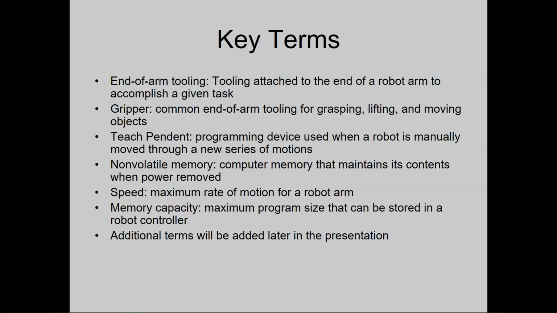Okay. We have speed. This is the maximum rate of motion a robot arm can go through. Memory capacity. This is the maximum program size that can be stored in a robot controller. So just like with memory sticks, it's how much of a program or how much of a document can be saved as memory capacity. Does it make sense?